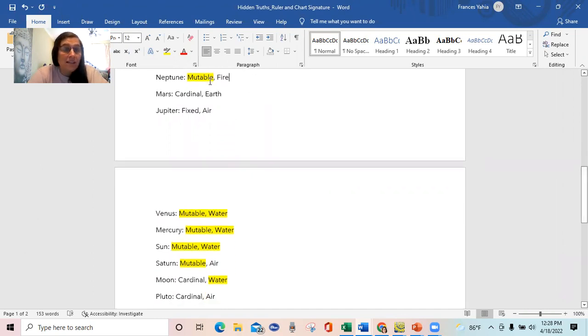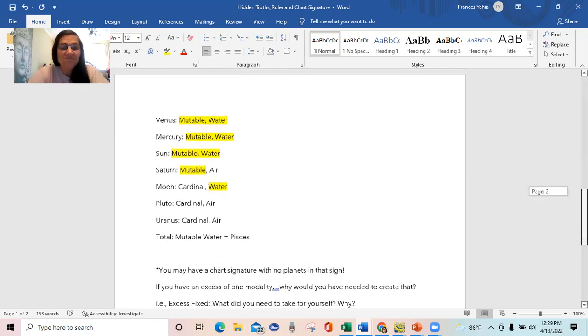My Neptune is in Sagittarius, that's the mutable fire. My Mars is in Capricorn, cardinal earth. So go in that order. Now add up how many are the maximum of the cross, and add up how much is the most abundant of the element. That combination, go find it on your chart. That will be your signature.